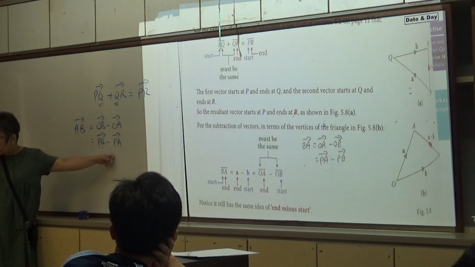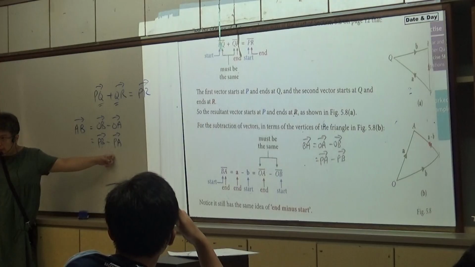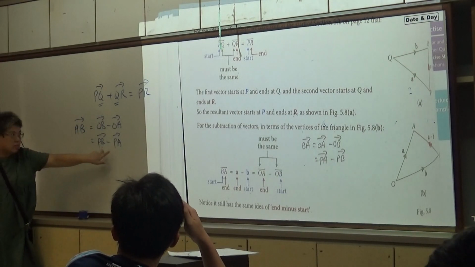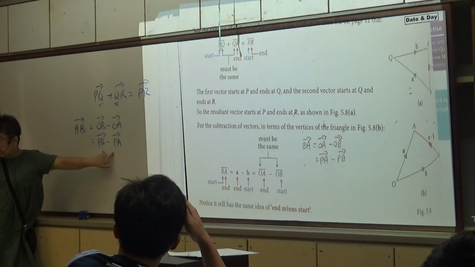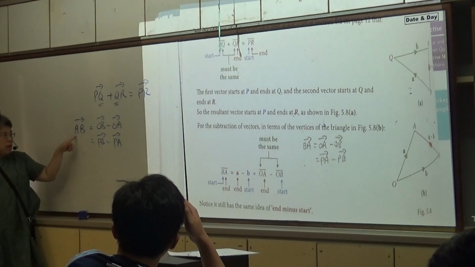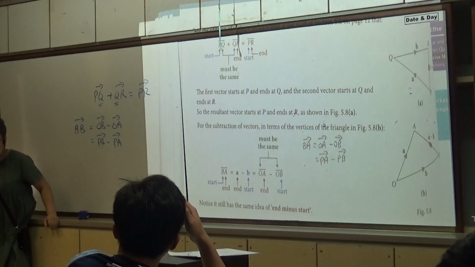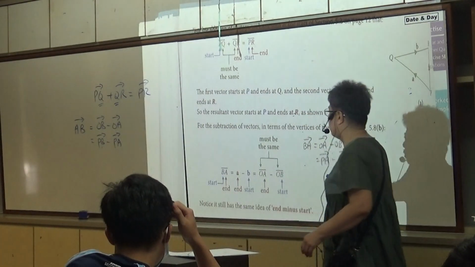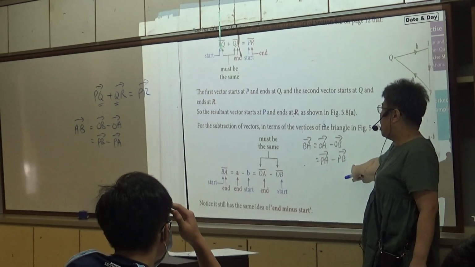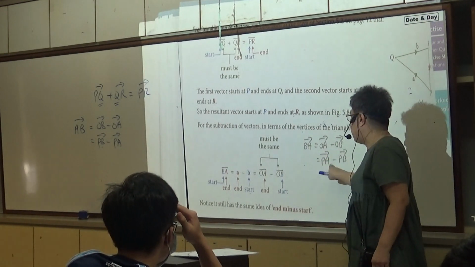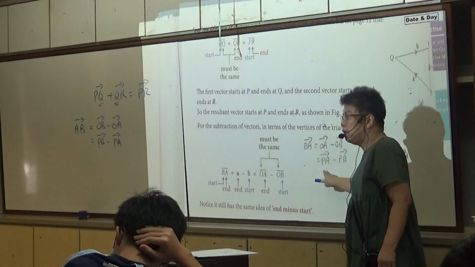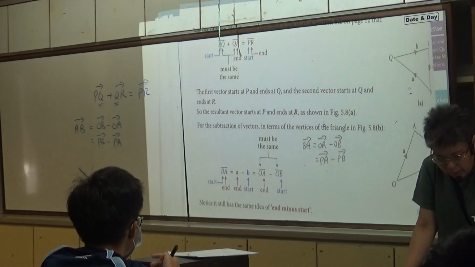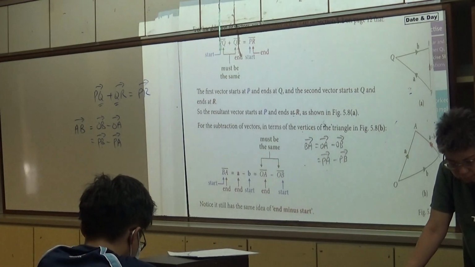Everybody clear here? Understand? When we plus, the intermediate must be the same. When we minus, the starting point must be the same. Understand? Then you reverse for BA. Okay. Can you write this down onto your textbook? BA is OA minus OB, or PA minus PB, or you can also have QA minus QB, as long as the starting point is the same. Can you write this down?